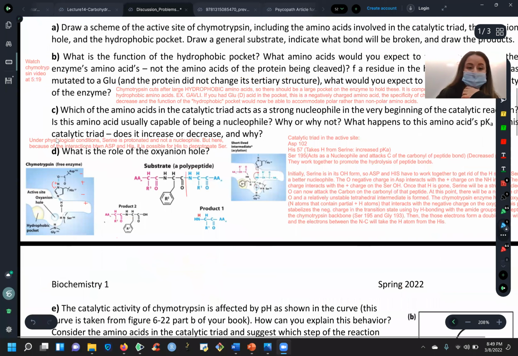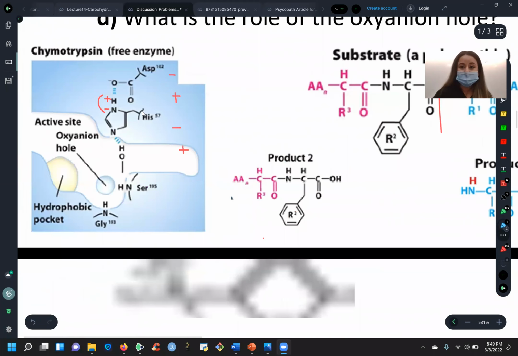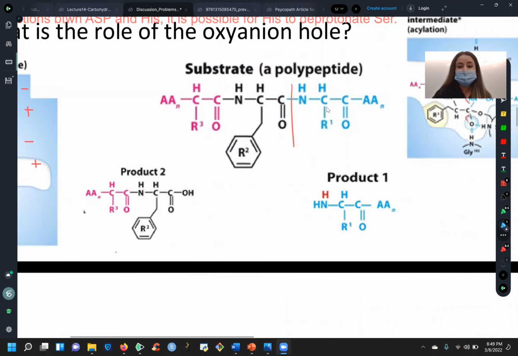So chymotrypsin looks like this. This is the active site of chymotrypsin. All that stuff going on, I'm going to explain it to you. I'm going to break it down. Then what goes inside of chymotrypsin is the substrate, any polypeptide.